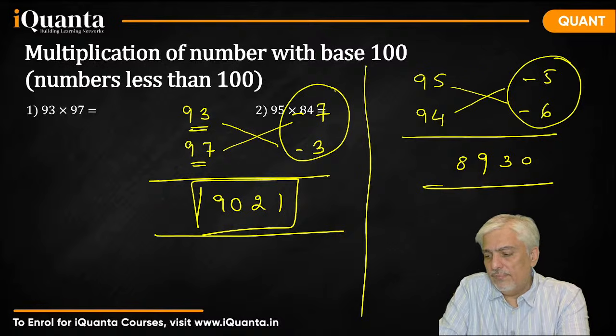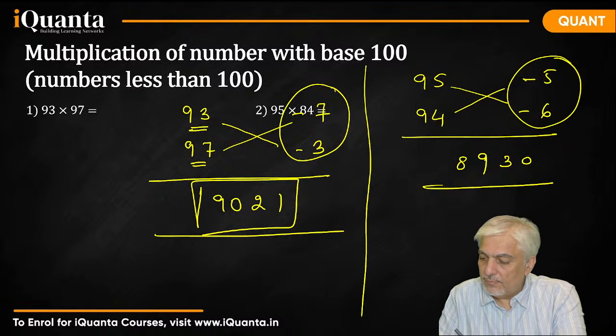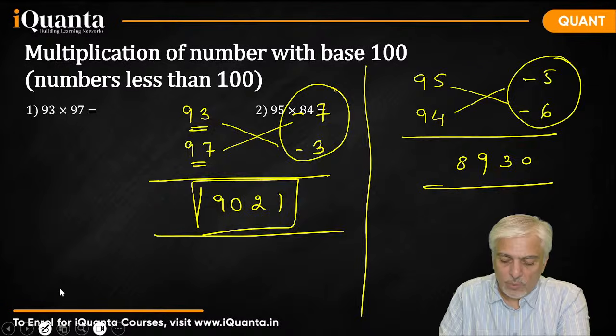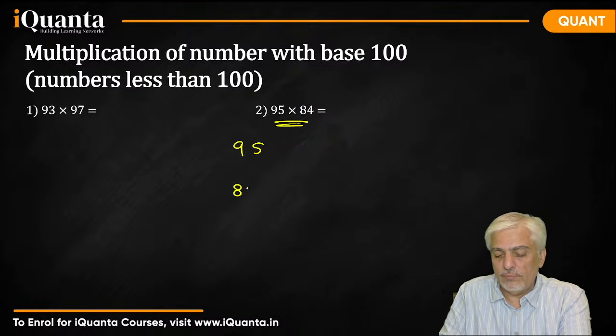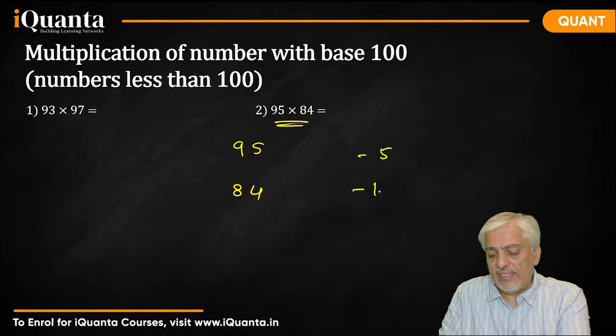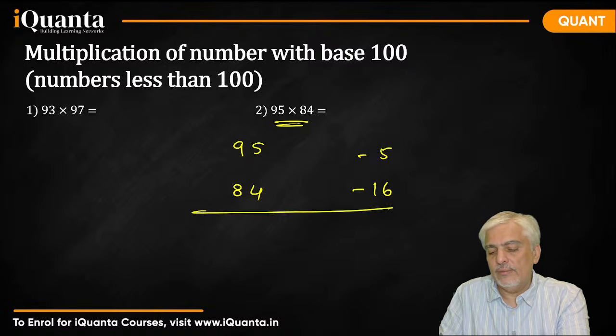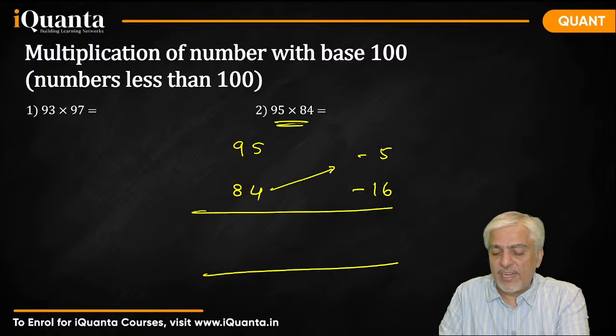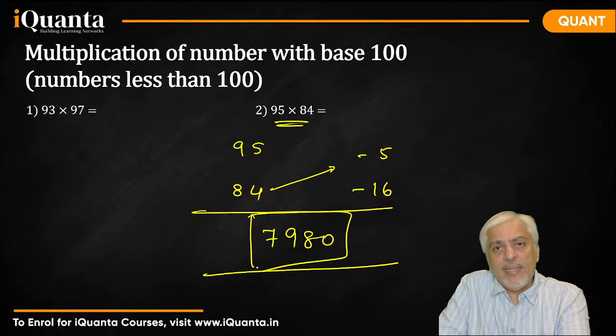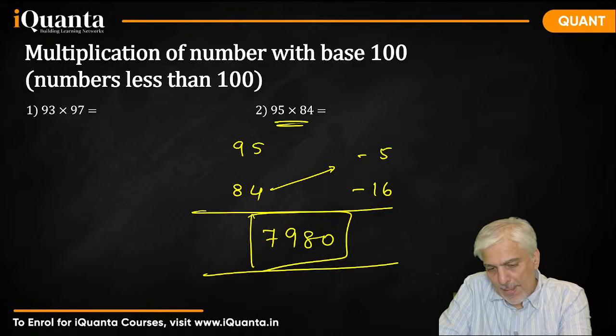Everybody clear till here? Okay, let's take one more example. 95 into 84. Minus 5, minus 16. 84 minus 5, you can do this or that. 84 minus 5 is 79. 16 fives are 80. So 7980. There will be a problem in this, I'll explain the problem. Everybody clear till here at least?